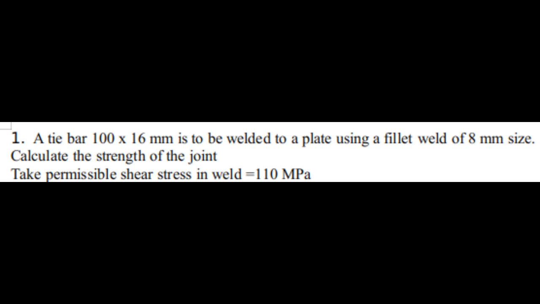A tie bar of 100 by 16 millimeter is to be welded to a plate using a fillet weld of 8 millimeter size. Calculate the strength of the joint. Take permissible shear stress in weld is equal to 110 MPa. I would request all of you to please note down the question in your notebook and then please go forward.